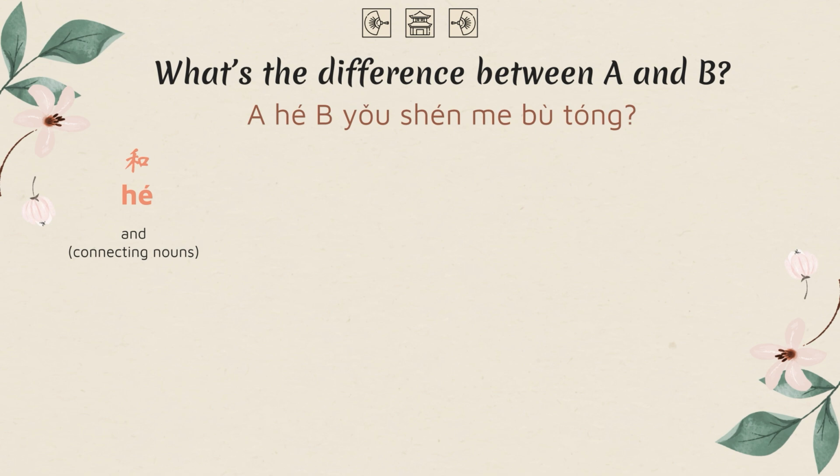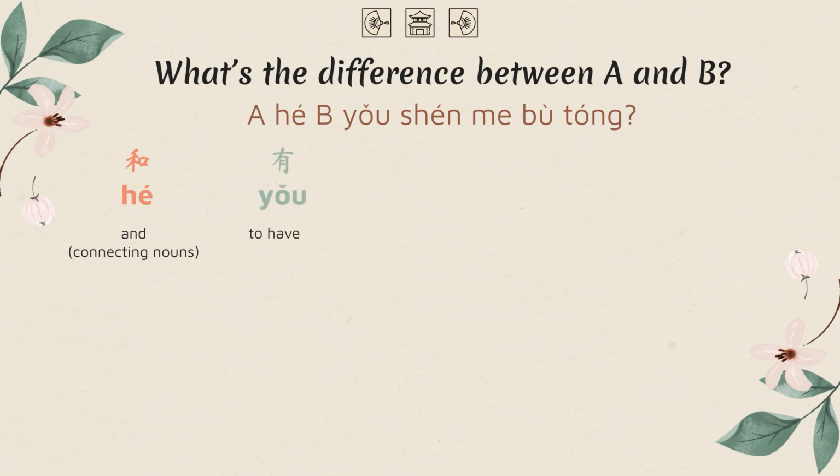But you cannot use 和 to connect sentences. For example, I got up and I brushed my teeth. So there are two sentences in here, and we cannot use 和 to connect them. You would have to describe the sequence by using words like 然后, which means afterwards. We'll save that for another lesson.